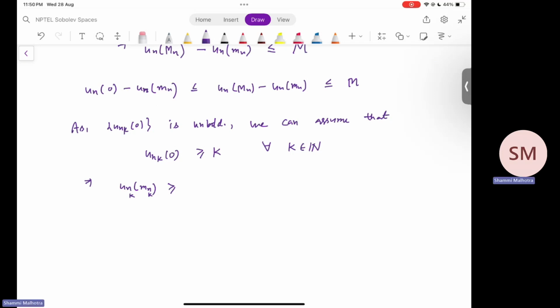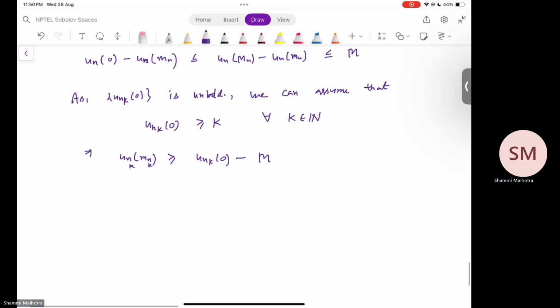so u_{n_k}(m_{n_k}) is greater than or equal to u_{n_k}^0 minus m. So what this basically implies is that the minimum value is also unbounded, and ultimately this thing is greater than or equal to some k minus capital M. So once that's the case, what do we have here?